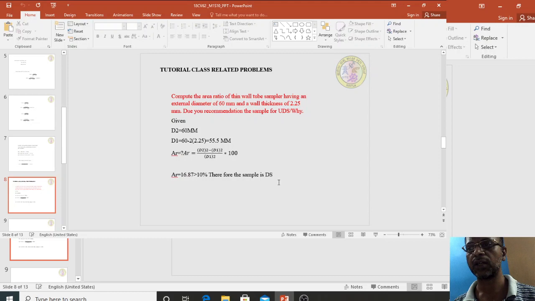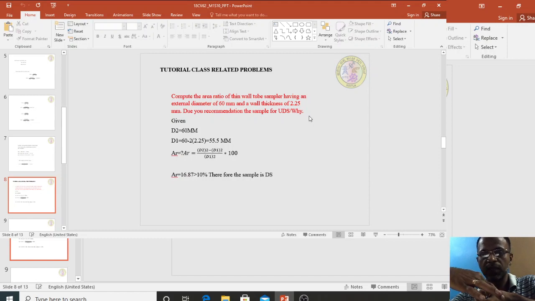Next, consider tutorial class related problems. Compute the area ratio of a thin wall tube sampler having an external diameter of 60 mm and a wall thickness of 2.25 mm. Do you recommend the sample obtained from this sampler tube as a UDS sample? Why? So the cutting edge external diameter is 60 mm. Wall thickness is 2.25 mm here, and 2.25 mm here.